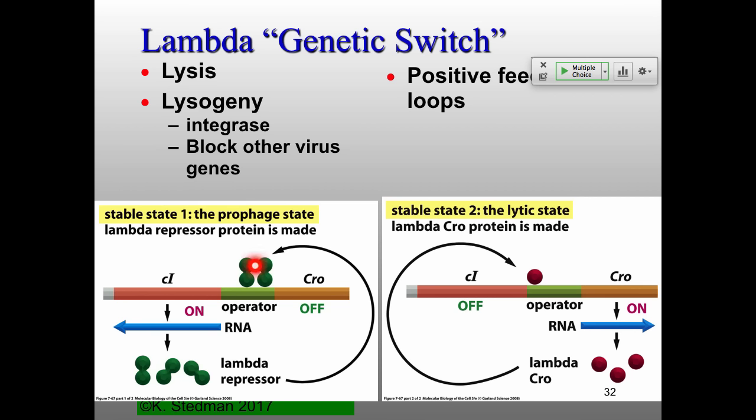You've got these guys binding on this side of the operator and this guy binding on this end of the operator. So this is going to block binding by the polymerase going this way. It's going to allow binding by the polymerase going that way. Here, this guy blocks the polymerase going this way and stimulates the polymerase going that way. So it's one operator that's working on two genes.